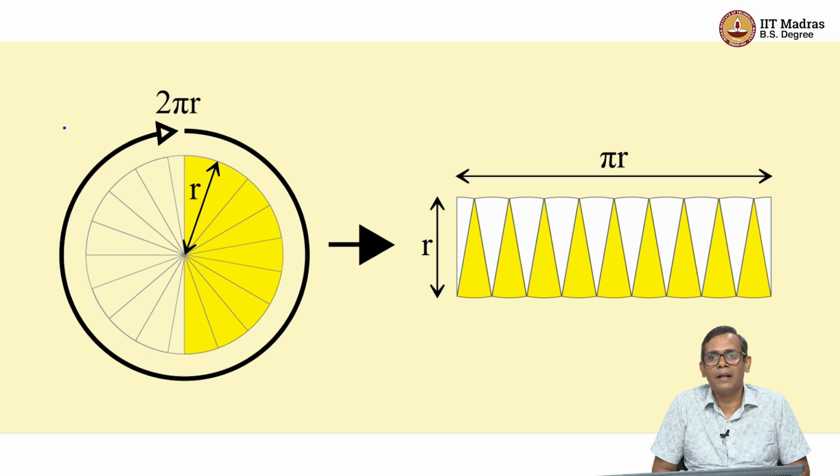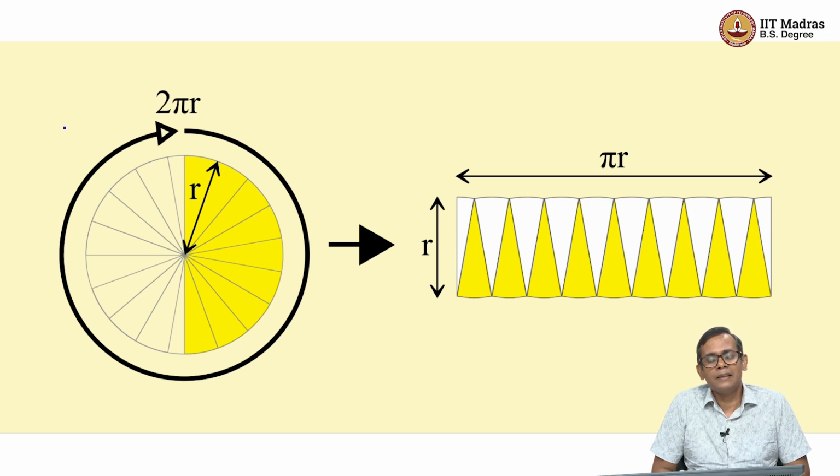You alternate them and you rearrange them so that they form something that looks approximately like a rectangle. And you can see from this figure that this approximate rectangle has a length pi times r and height r. And so what you get is that the area of the circle is pi r squared.